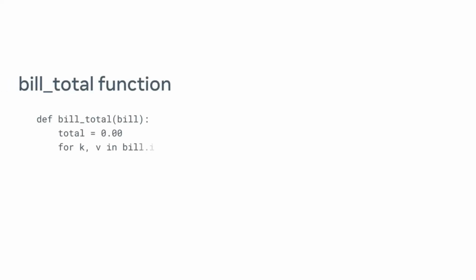Let's examine another example, this time for calculating the total of a bill and adding tax to it. The code will be presented in 4 sections to help you focus on what each procedure does. First, the bill total function accepts a bill as a parameter and loops through it to calculate the total bill and return its total.